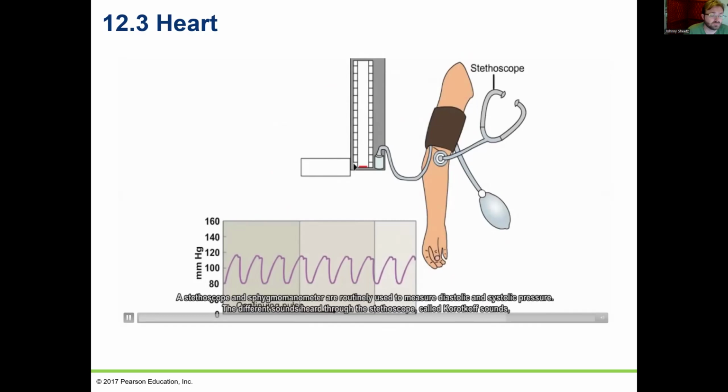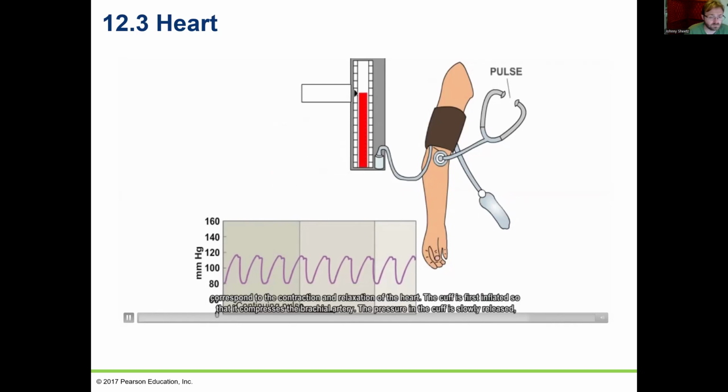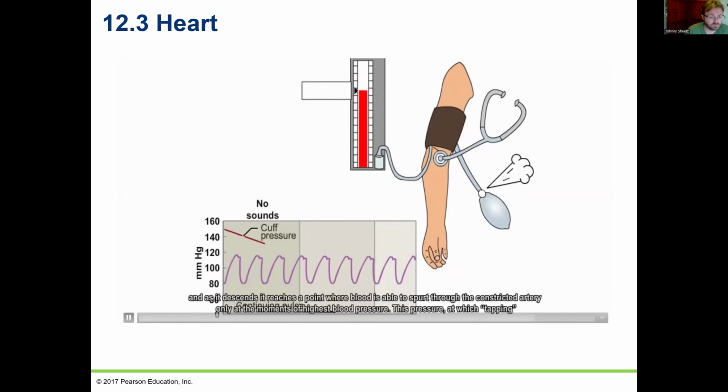A stethoscope and sphygmomanometer are routinely used to measure diastolic and systolic pressure. The different sounds heard through the stethoscope, called Korotkov sounds, correspond to the contraction and relaxation of the heart. The cuff is first inflated, so that it compresses the brachial artery. The pressure in the cuff is slowly released, and as it descends, it reaches a point where blood is able to spurt through the constricted artery only at the moments of highest blood pressure.